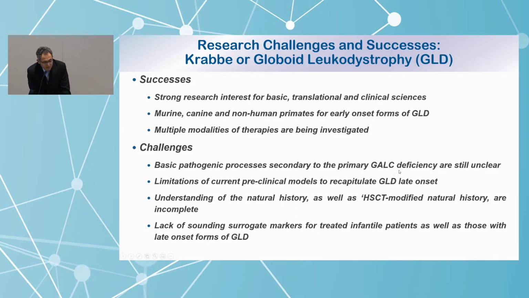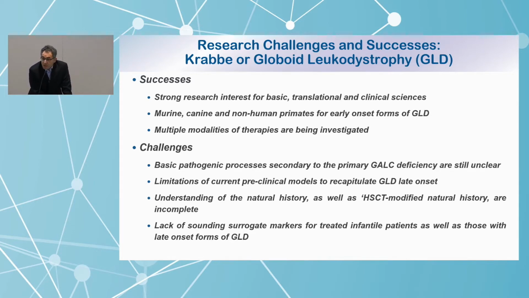The challenges still remain today. There are secondary pathogenic cascades that we still don't understand, which ones prevail in different forms of the disease and which need to be targeted when developing therapies. Limitations of preclinical models: some of those are more representative of the infantile, the early onset. There are very few models that we can rely on for developing late onset therapies.